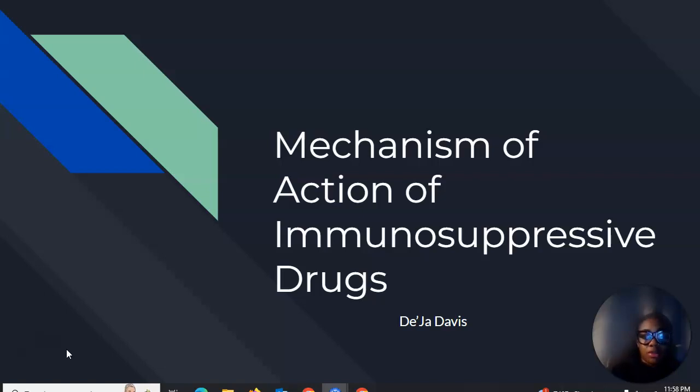Understanding how immunosuppressive drugs work is crucial for optimizing their use in clinical settings. Detailed knowledge of their mechanisms allows healthcare professionals to tailor treatment regimens, minimize side effects, and enhance therapeutic outcomes. Moreover, insights into the pathways targeted by these drugs facilitate the development of novel therapeutics with improved efficacy and safety profiles. Thus, unraveling the mechanisms of immunosuppressive drugs is essential for advancing medical care and improving patient outcomes.